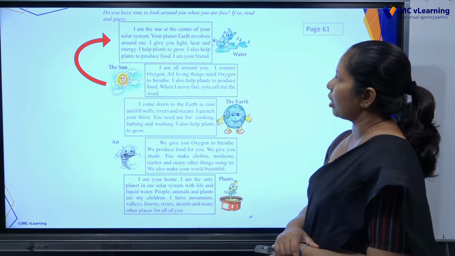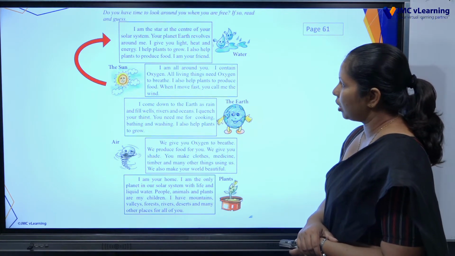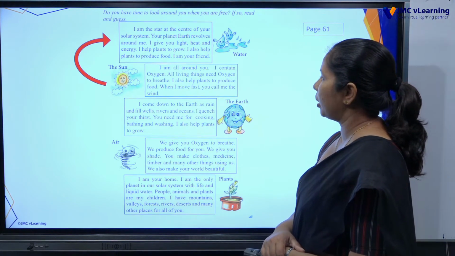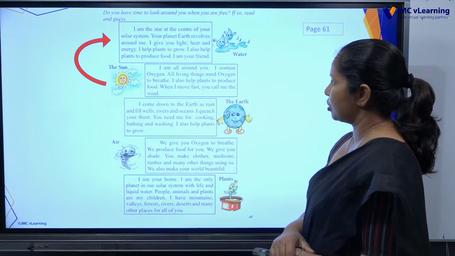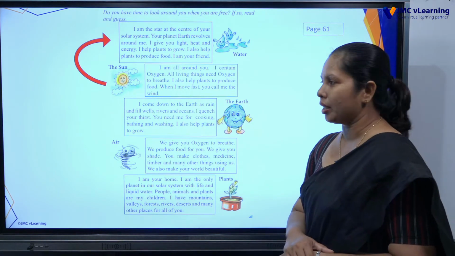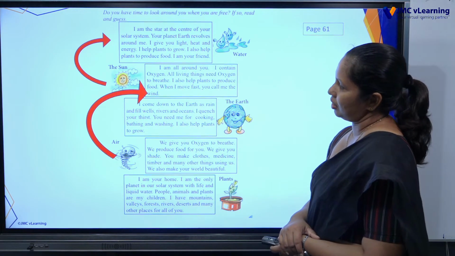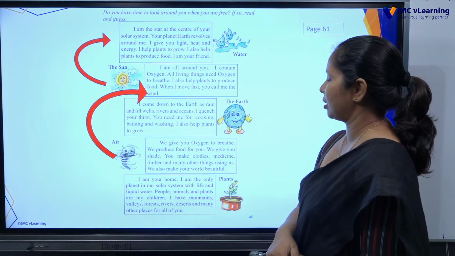I am all around you. I contain oxygen. All living things need oxygen to breathe. I also help plants to produce food. When I move fast, you call me the wind. So, it's easy. It should be air. We will go to the next one.